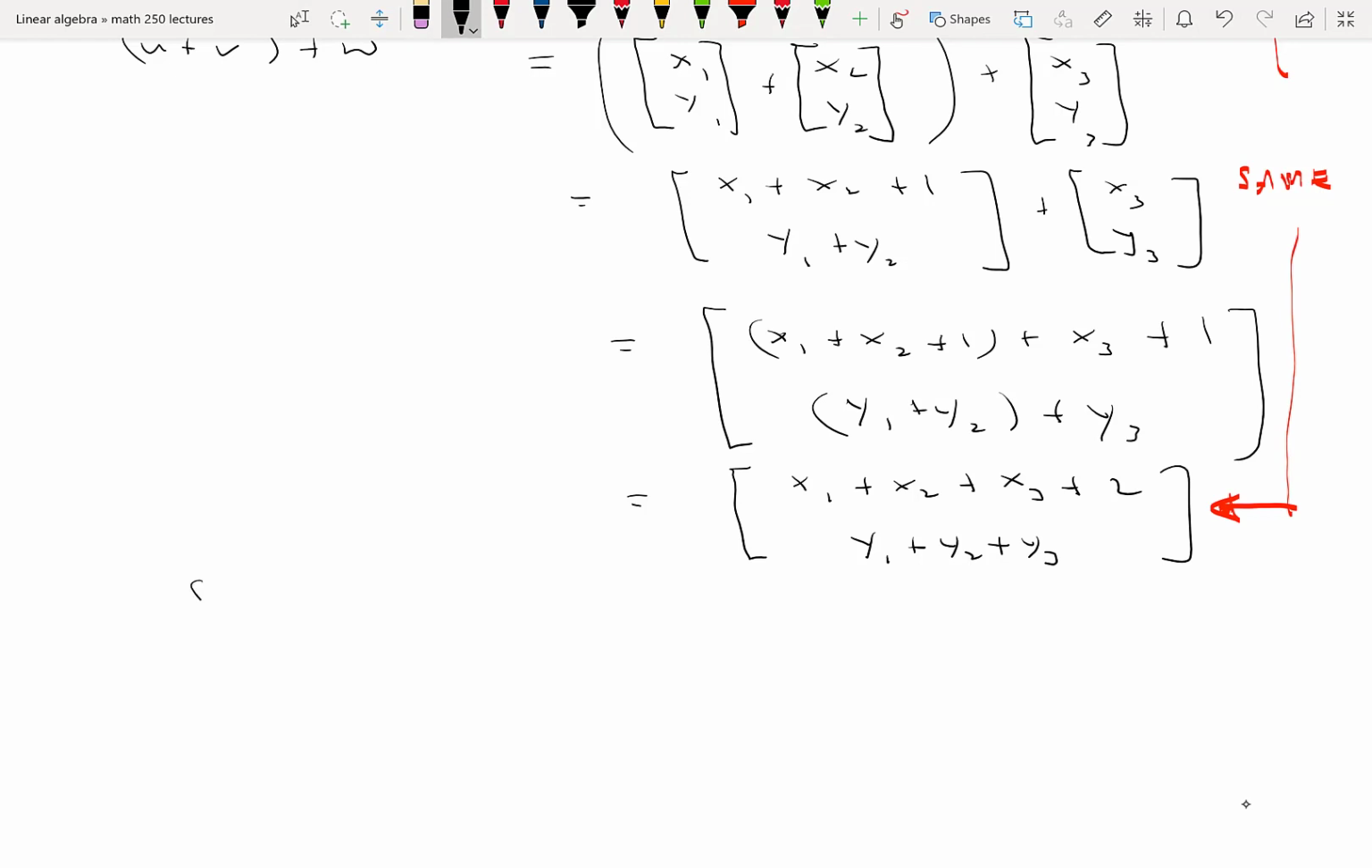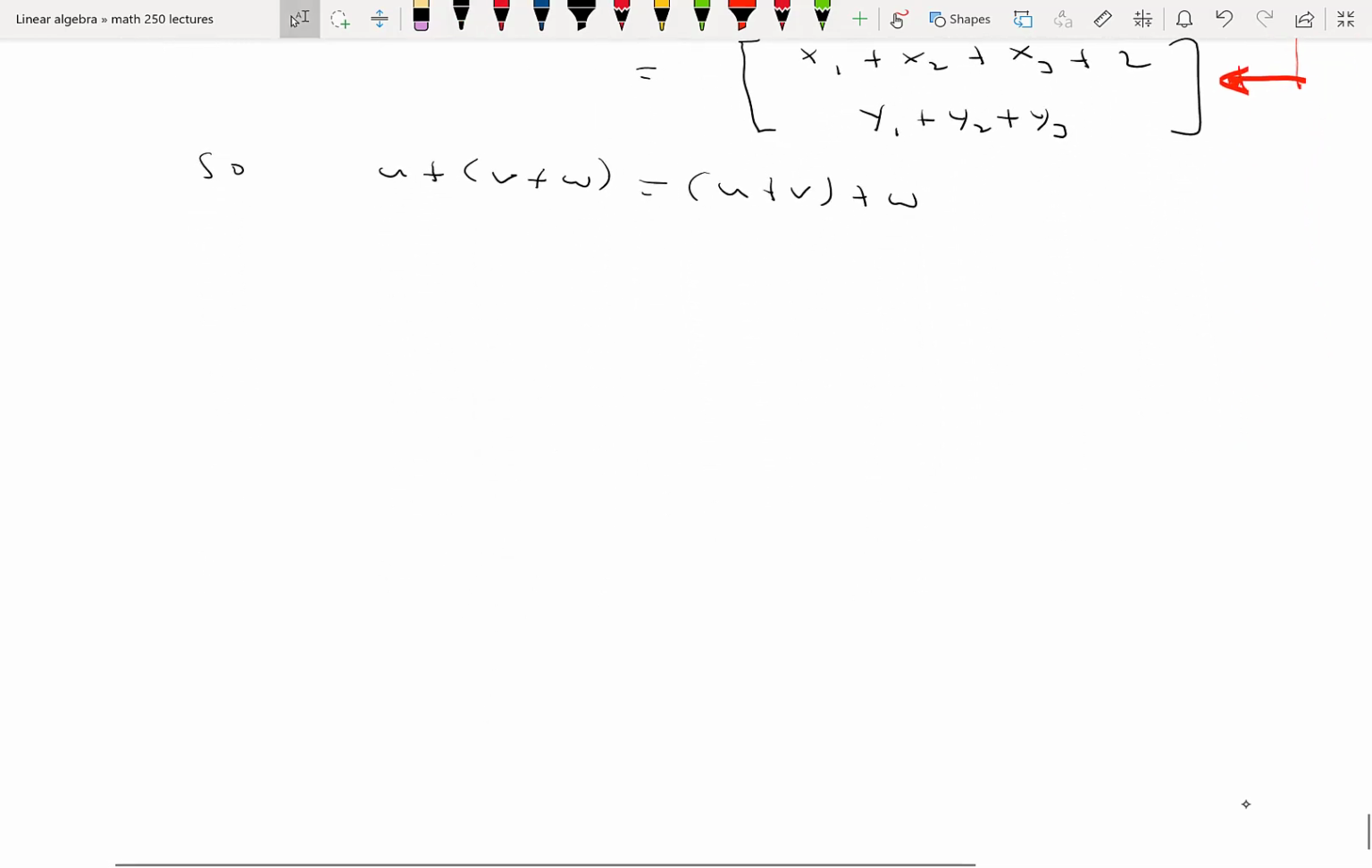So u plus v plus w equals u plus v, and then plus w. Well, that was a lot, just to show that it works. Well, we've got to keep going until we find something that doesn't work. Otherwise, we have a vector space.